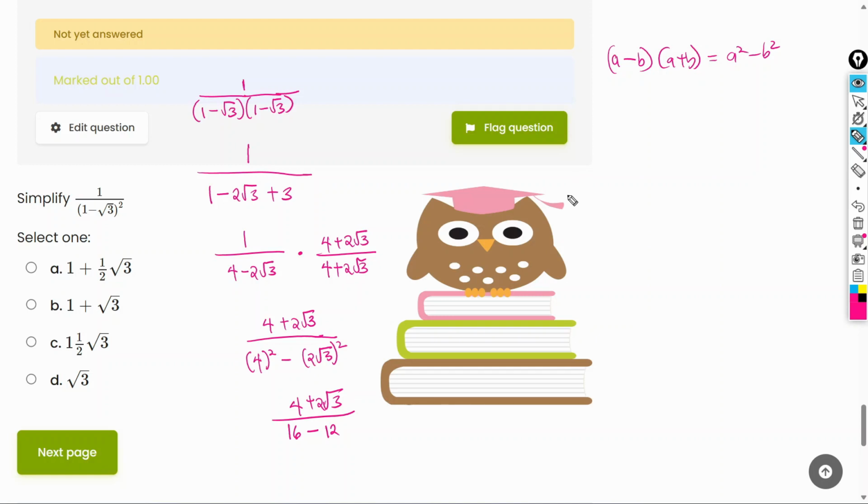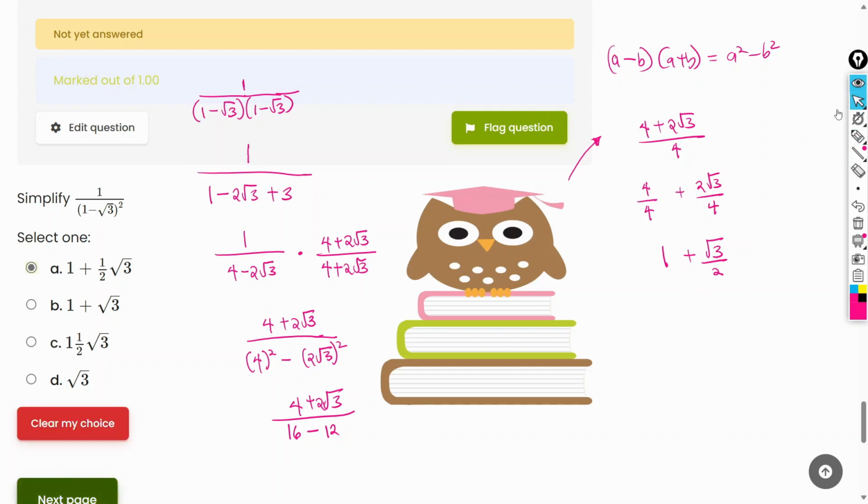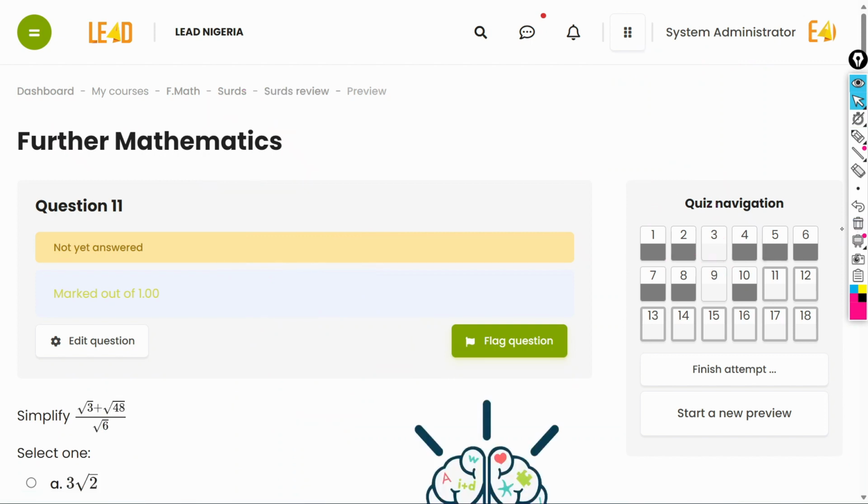Alright, so I'll continue here. So it's going to be 4 plus 2 root 3 over 4. 4 over 4 plus 2 root 3 over 4 leaves us with 1 plus root 3 over 2, or 1 plus half root 3. That's option A. Alright, so let's take question 11.